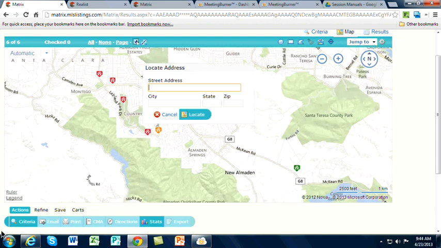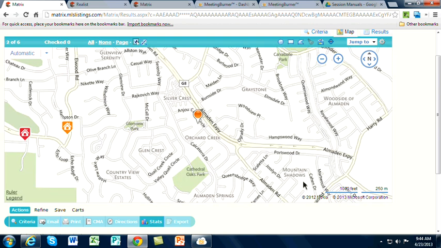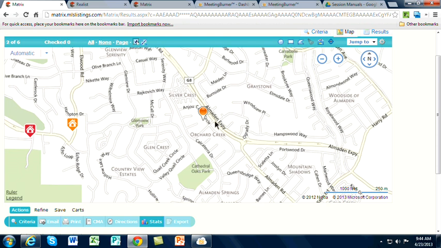And once I get to map search, we're going to go up to jump to address. And the address of this property is 7075 Anjou. Locate, and guess how many are in our neighborhood? Nothing. Okay. Nothing active or pending in the last 30 days.